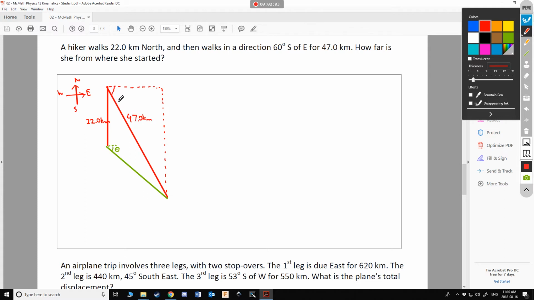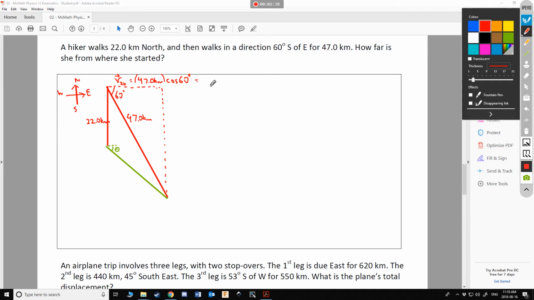And this angle right here is 60 degrees. So this is our Vx, this is our Vy. We already know that this is the adjacent of that 60 degrees. So Vx, I think we call this V2x. What's the magnitude equal to? It's just equal to 47.0 kilometers multiplied by cosine 60 degrees.